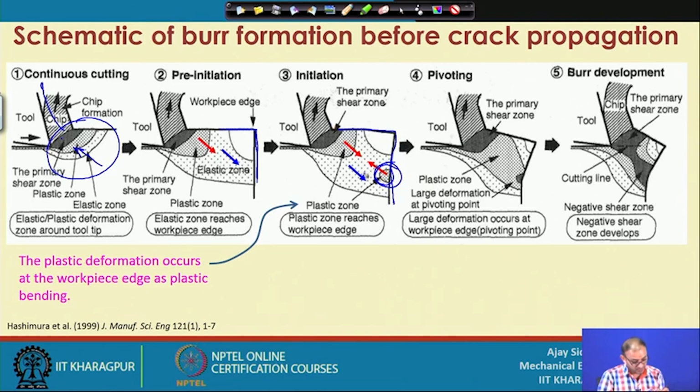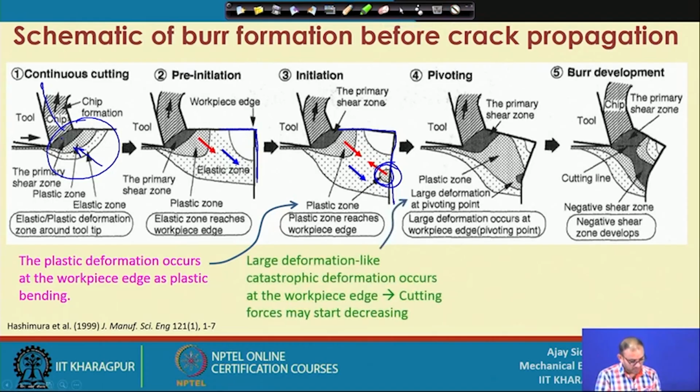Now, in the next stage, these plastic zones will try to connect with each other, because as your tool moves further inside, you can see in this diagram that the whole thing is now a plastic zone, and it is pivoting. Pivoting means the initiation of large deformation. So, you again get a shear zone at this location, but not because of the cutting tool interaction, but because of the bending of the workpiece. So, large, catastrophic deformation occurs at the workpiece edge.